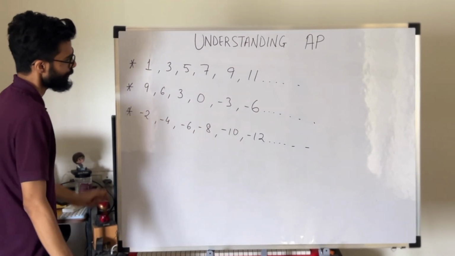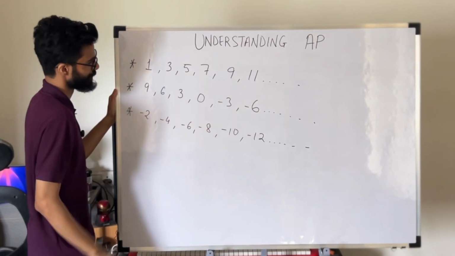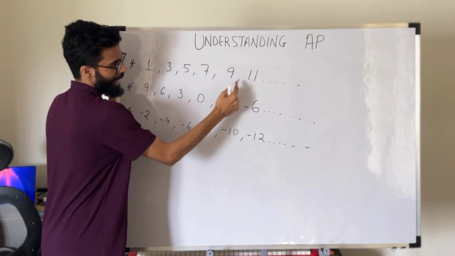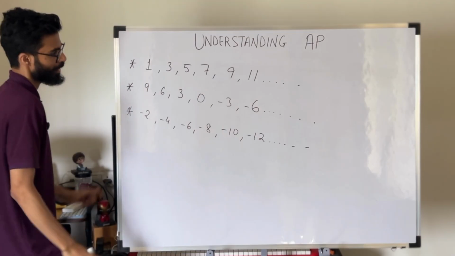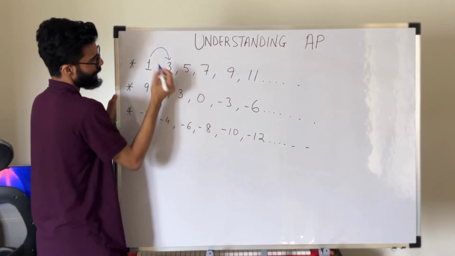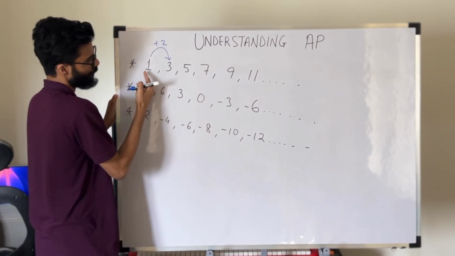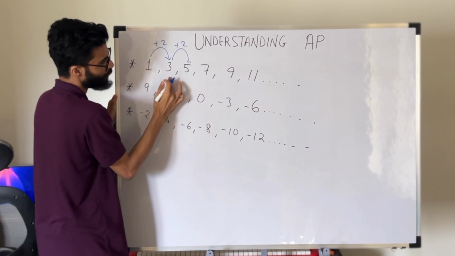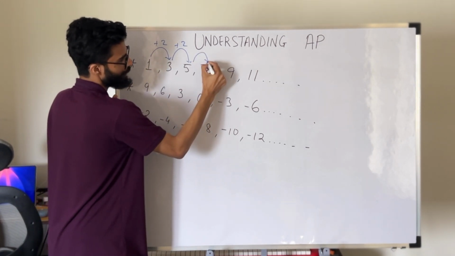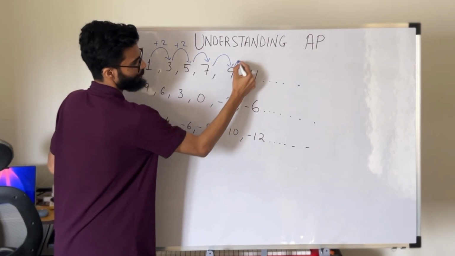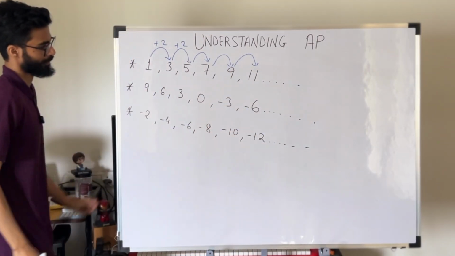Now, if we look at these three series, 1, 3, 5, 7, 9 and 11, the common difference between two successive terms, if I add plus 2 to 1, I am getting 3. If I add again plus 2 to 3, I am getting 5, and so on. Plus 2 gives me 7, then plus 2 gives me 9, and plus 2 gives me 11.